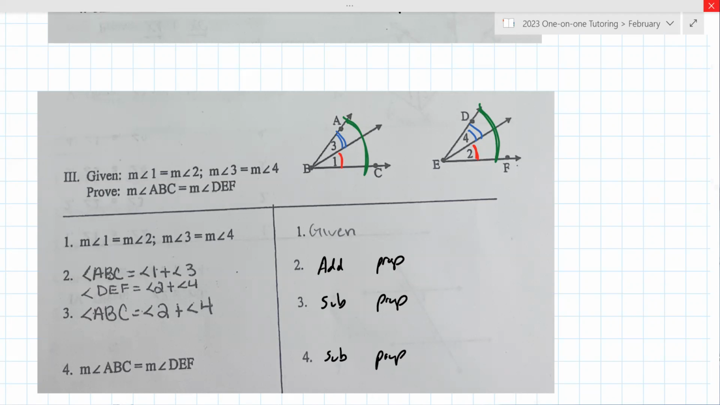Any questions on that before we move to 4? Oh, no. Okay, let's move on to the next one here.